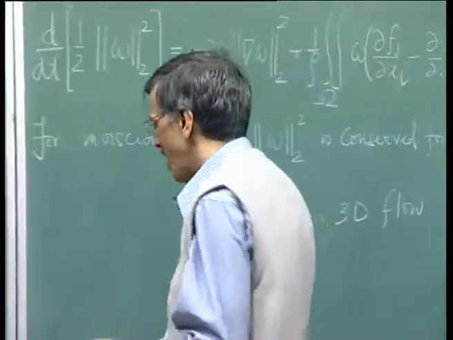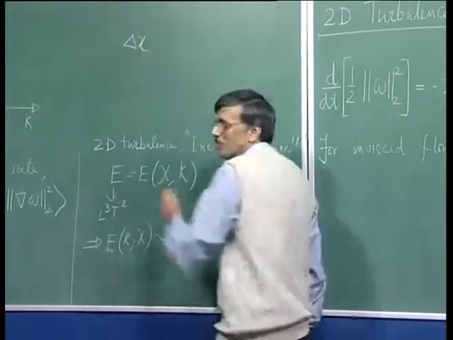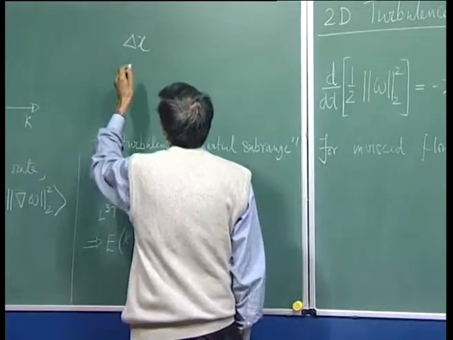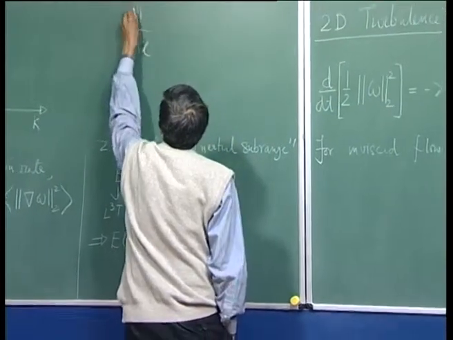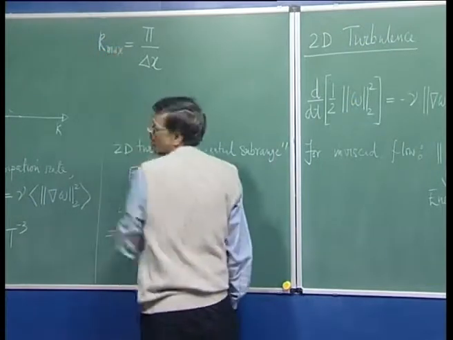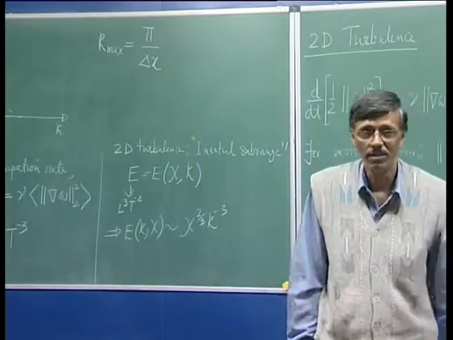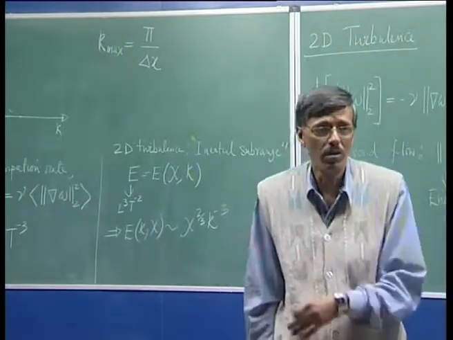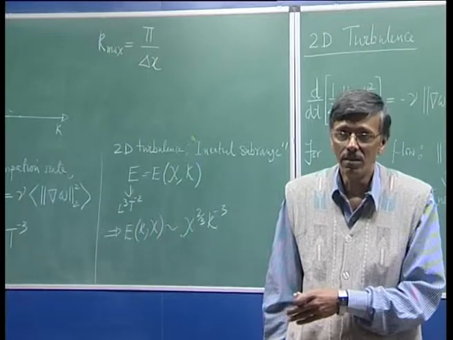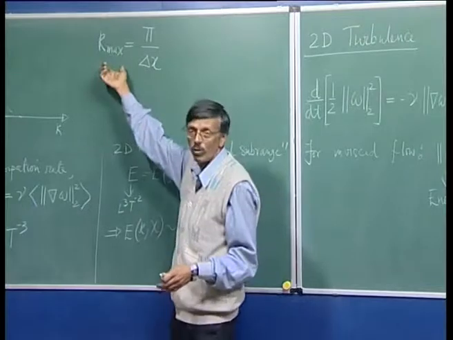Suppose I solve numerically and I have a resolution given by this grid spacing. What we know is that this is your maximum resolved wave number. Theoretically speaking, this is the maximum that you can resolve. That is what you get if you do a Fourier spectral method. If you take any other method, what will happen? You will not be able to exploit this whole thing.